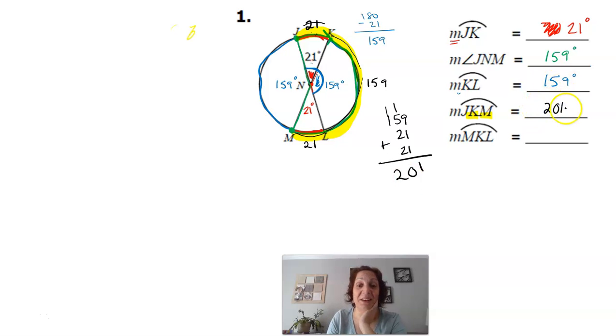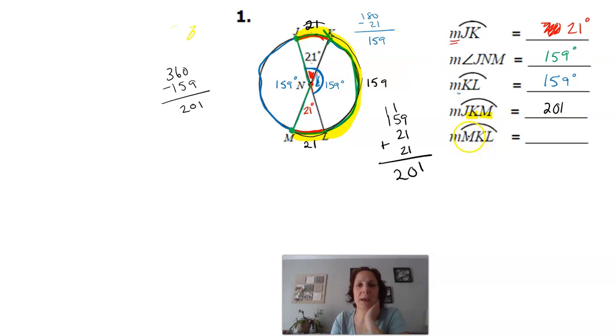Okay, listen, another way to get at that. If you notice what I highlighted here, JKM, that's the whole circle but for this. So what if I just said, well, the whole circle is 360. Take away the 159 that's sitting there. That's the only part I didn't use. I could get my 201 pretty quickly that way as well. So you can either add up what you have, or you can say, well, the whole thing is 360. Let's take out the ones we didn't use. That works too.